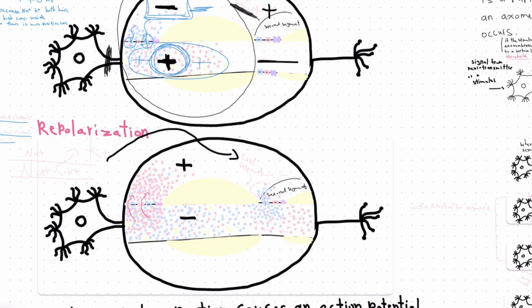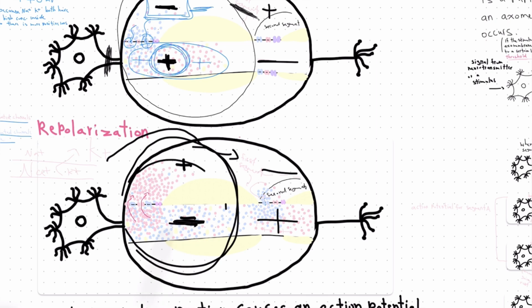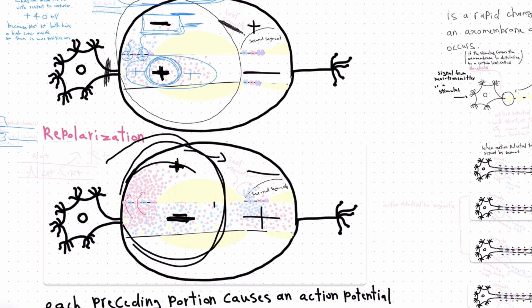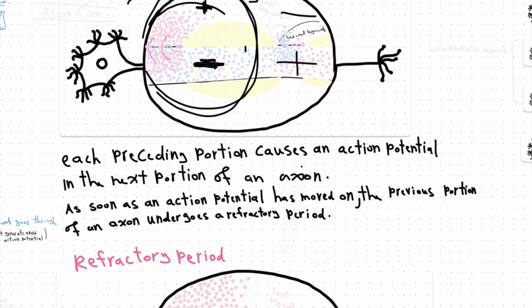Then the action potential goes to the next segment. The next segment becomes positive inside, outside negative. This is repolarization. This is also action potential, negative, positive. And that's how the action potential goes. Each preceding portion causes an action potential in the next portion of an axon.